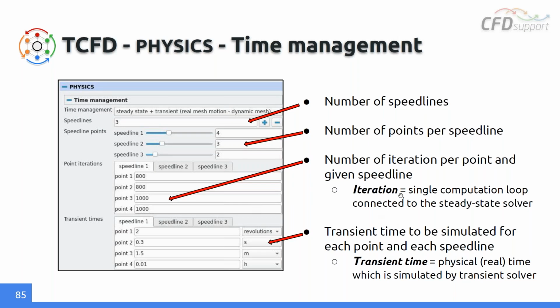Maybe I will start with iteration. So iteration is a single computational loop connected to the steady state solver, and the solver usually needs hundreds of iterations to converge to the steady state solution. In transient simulations, the situation is different. It is the real physical time for which the simulation will look for the solution. So it will iterate over time steps until the final transient time is reached.